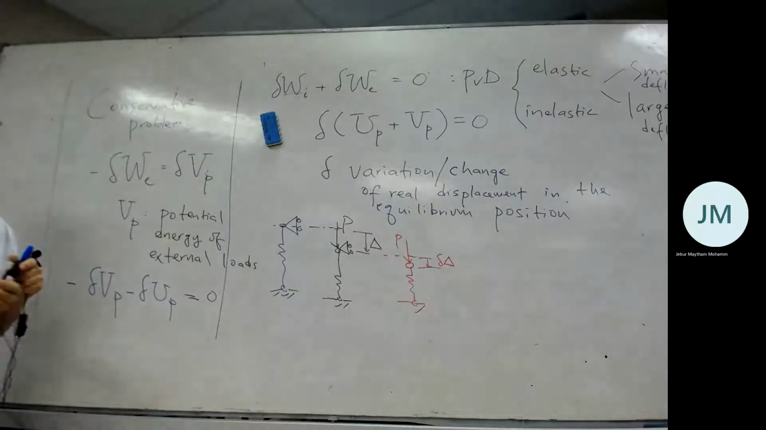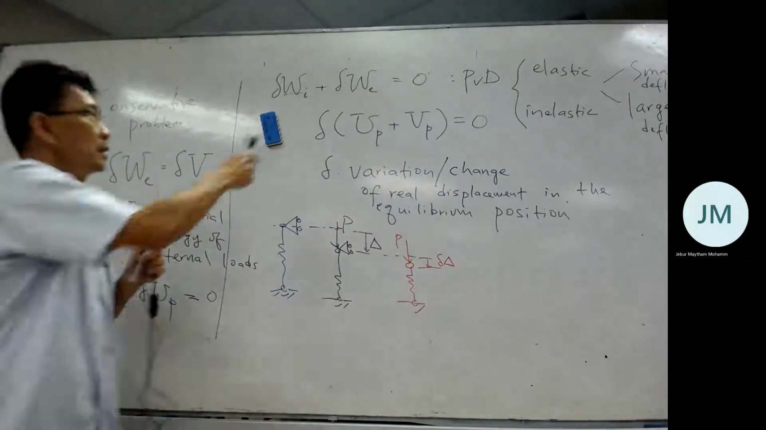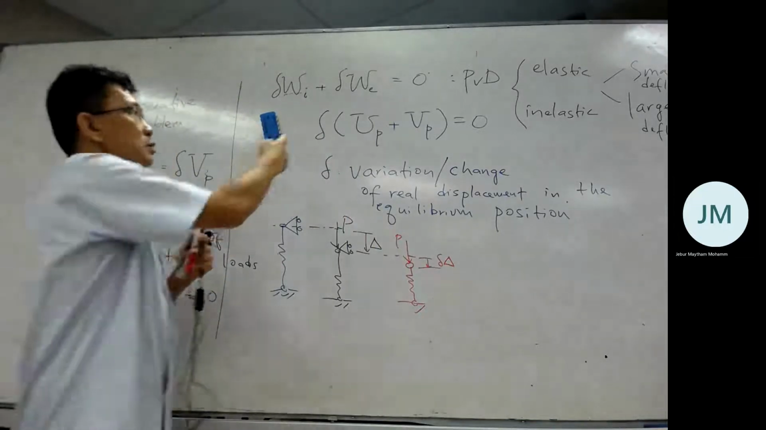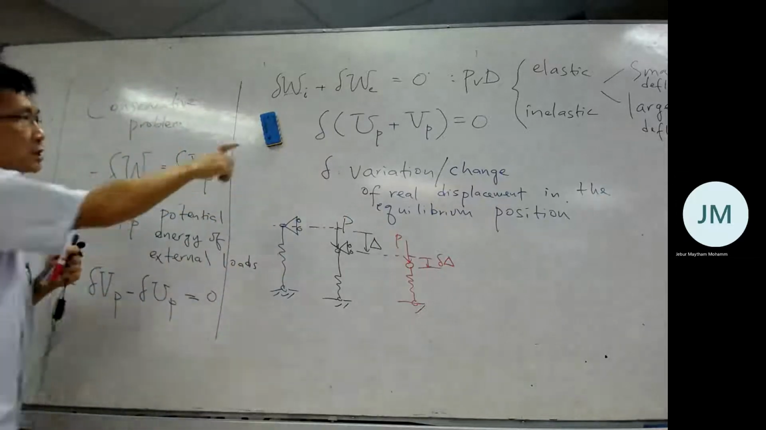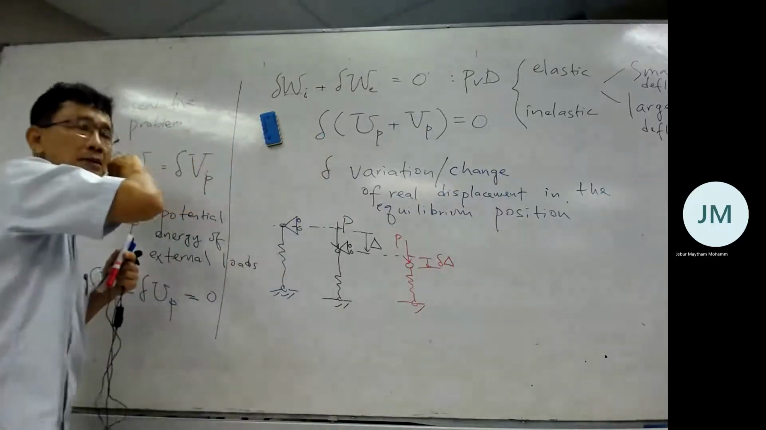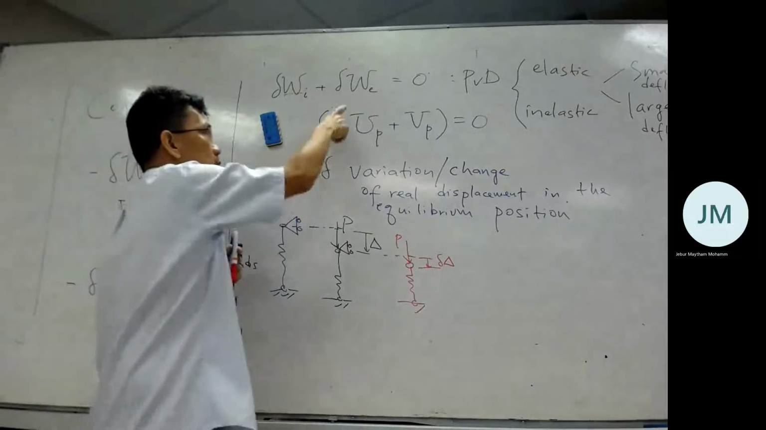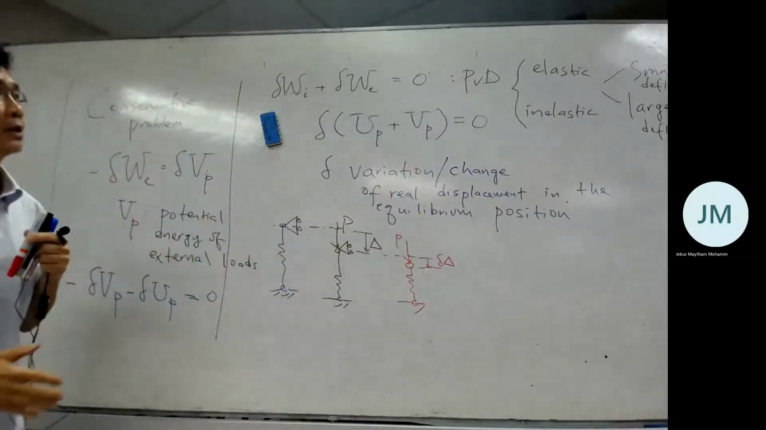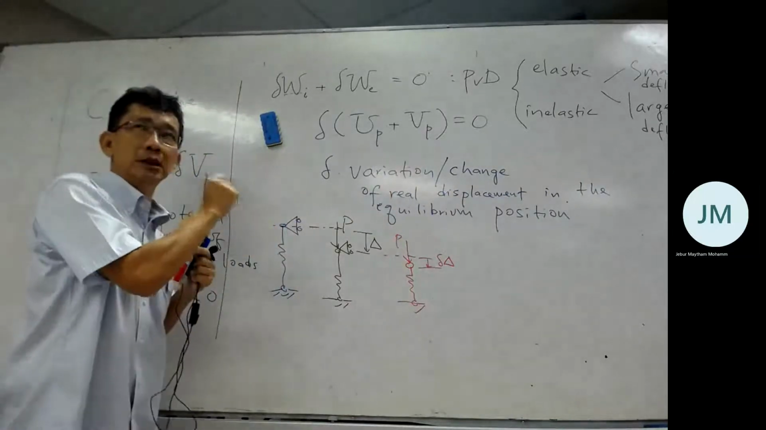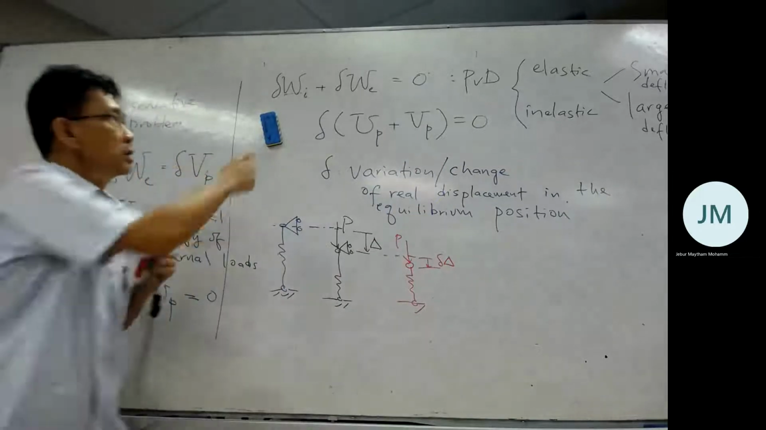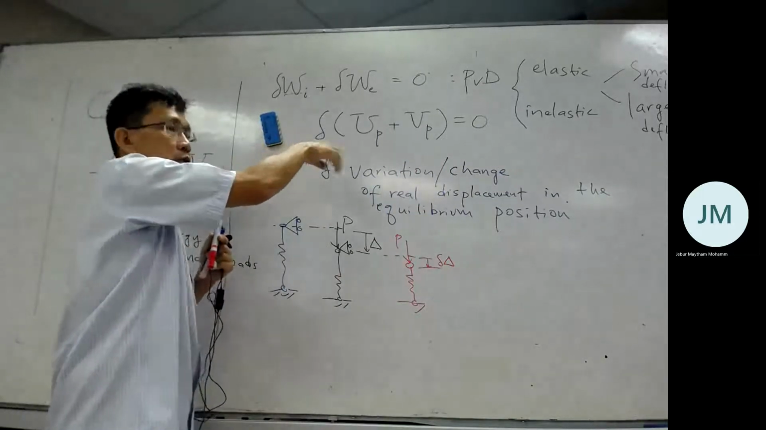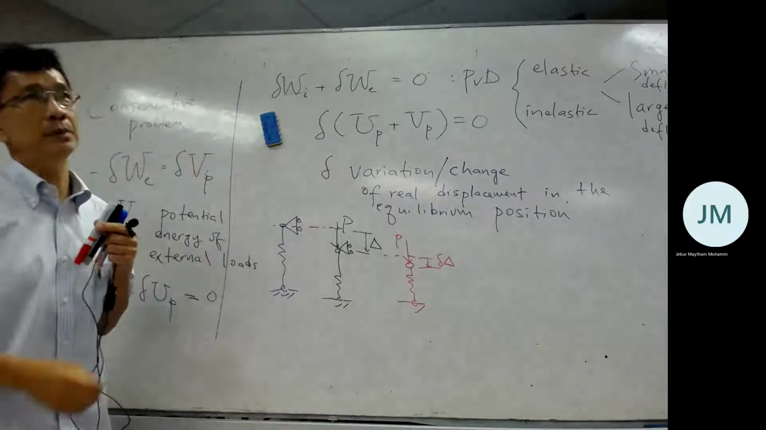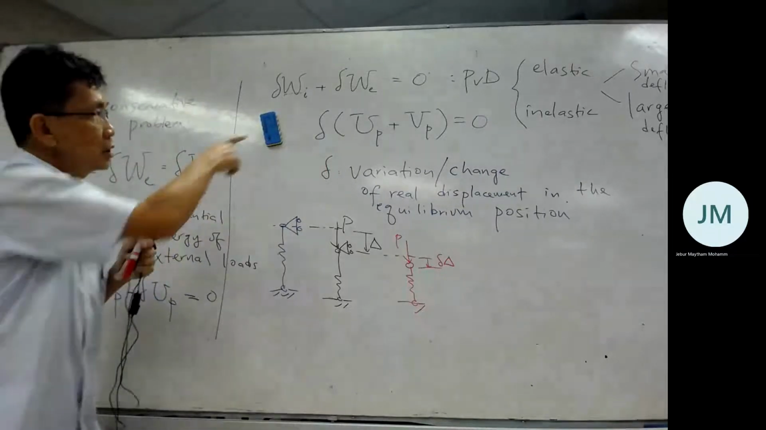So with that understanding, we can come to a definition. What does this statement mean? The change in the summation of this plus this equals 0. Remember, we are talking about a system in equilibrium, and this can be understood as change. Change in what? Change of real displacement in the equilibrium position.